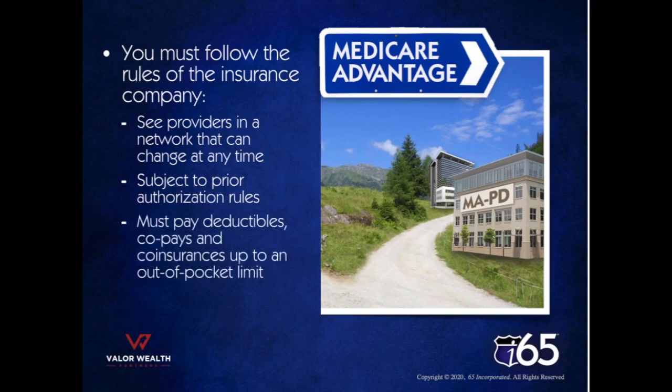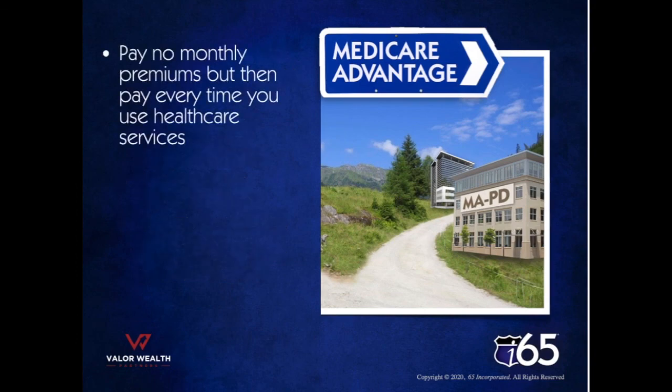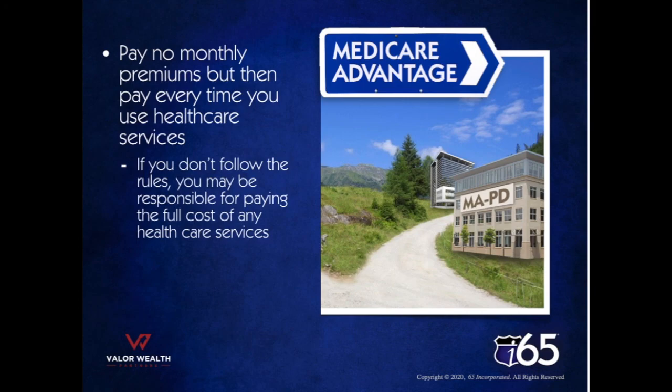And each time you use healthcare services with a Medicare Advantage plan, you'll be responsible for paying any deductibles, co-payments, co-insurance up to the national maximum out-of-pocket limit, which can change each year. So the path of Medicare Advantage is essentially the opposite of original Medicare. You will pay very low or no monthly premiums, but then you will pay something every time you use healthcare services. And if you don't follow the rules of the insurance company, you may be on the hook for paying the full cost of healthcare services, regardless of the out-of-pocket spending limit.